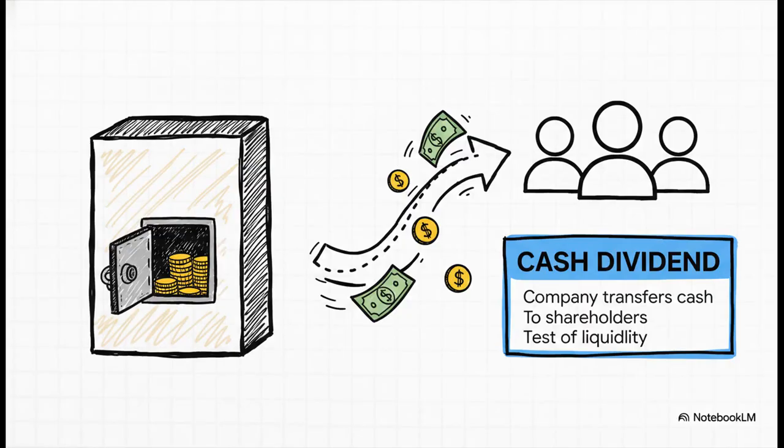First up, the one everyone knows, the cash dividend. It's the most common, the most straightforward. The company literally sends cash to its shareholders. Now, from the board's perspective, this is a real test of the company's financial health. It's one thing to show a big net income number on your income statement. That's just accounting. It's a completely different thing to have enough actual cash sitting in the bank to send out to shareholders without jeopardizing your ability to pay your bills, meet payroll, and invest in the business.